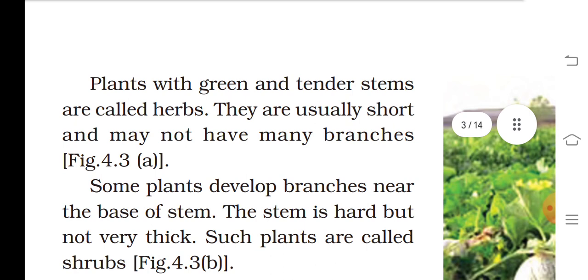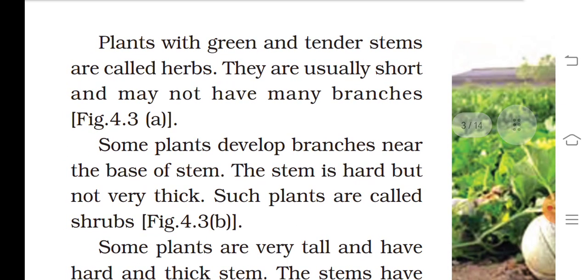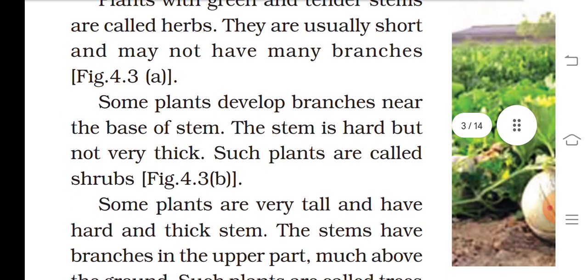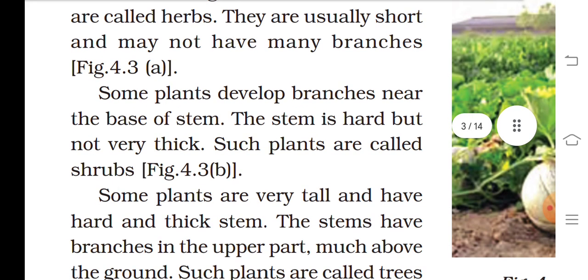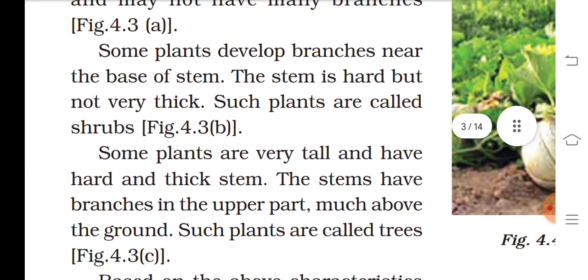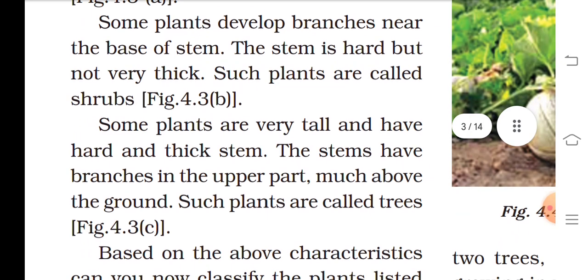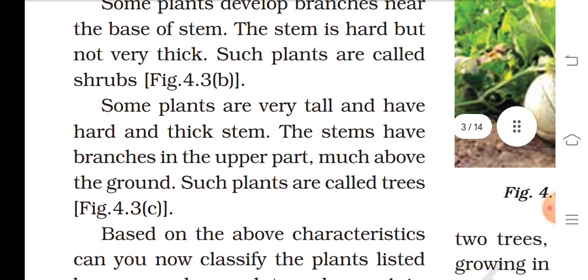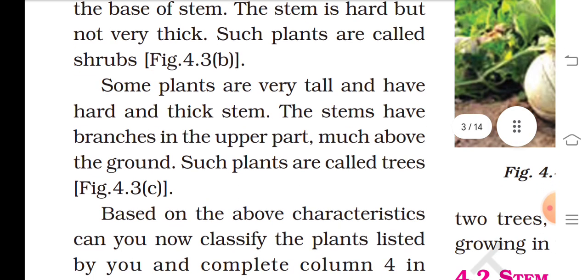Plants with green and tender stems are called herbs. They are usually short and may not have many branches. Some plants develop branches near the base of the stem. The stem is hard but not very thick. Such plants are called shrubs.